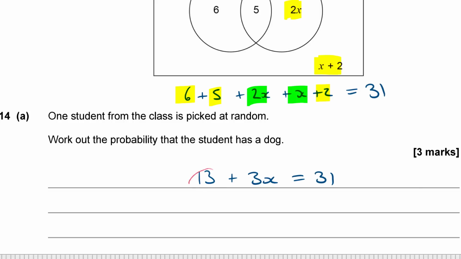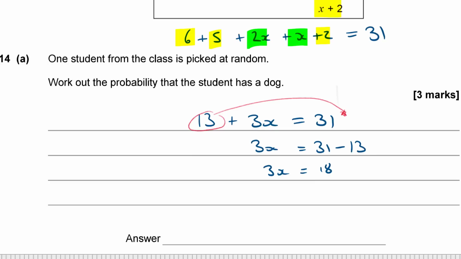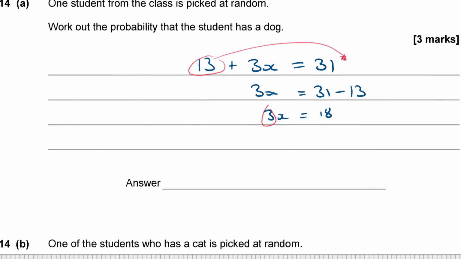Taking my 13 over to the other side, I'm going to get 3x equals 31 subtract 13. 31 subtract 13 is 18, isn't it? So 3x is 18. And then finally, to find x, I can divide through by 3. x equals 18 divided by 3, x is 6.